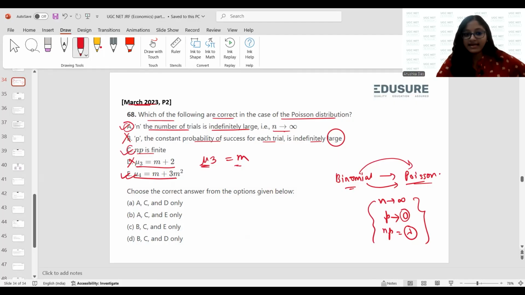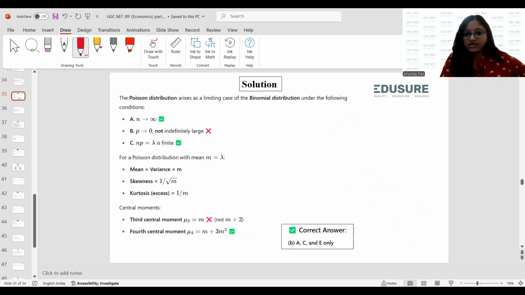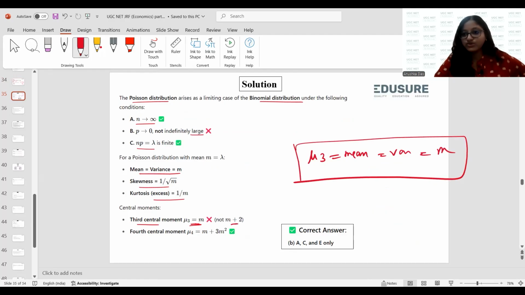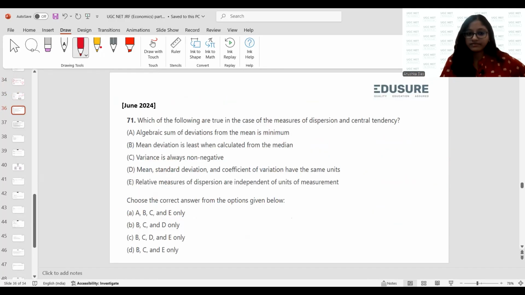So what will be the right answers? A, C, and E. All three will be the right answers. Here you can see the explanation that the Poisson distribution arises out of the binomial. This is right. This is wrong. This is right. Mean and variance are all equal to M. Skewness is this. Kurtosis is this. The third order central moment is also exactly equal to the mean. So the mean, the variance, and the third central moment are all equal to M. M plus 2 is not there, but the fourth order central moment is right. So A, C, E will be the right answer.